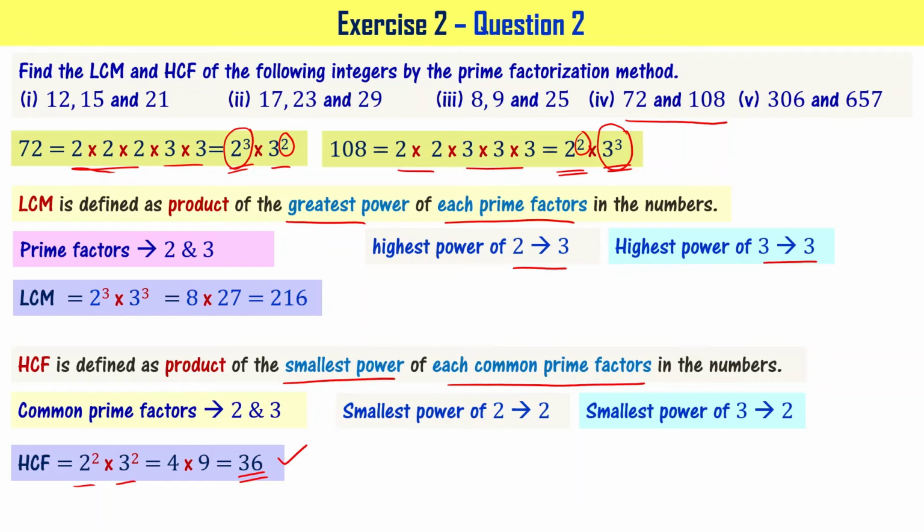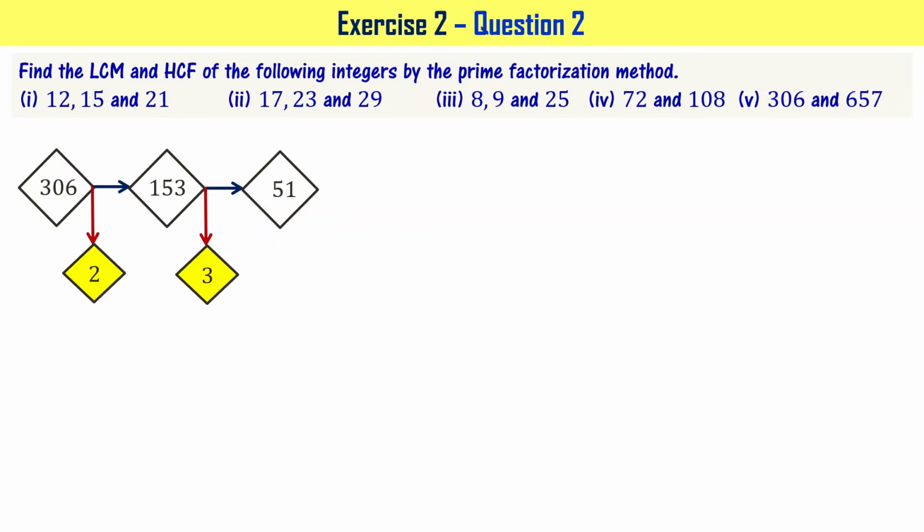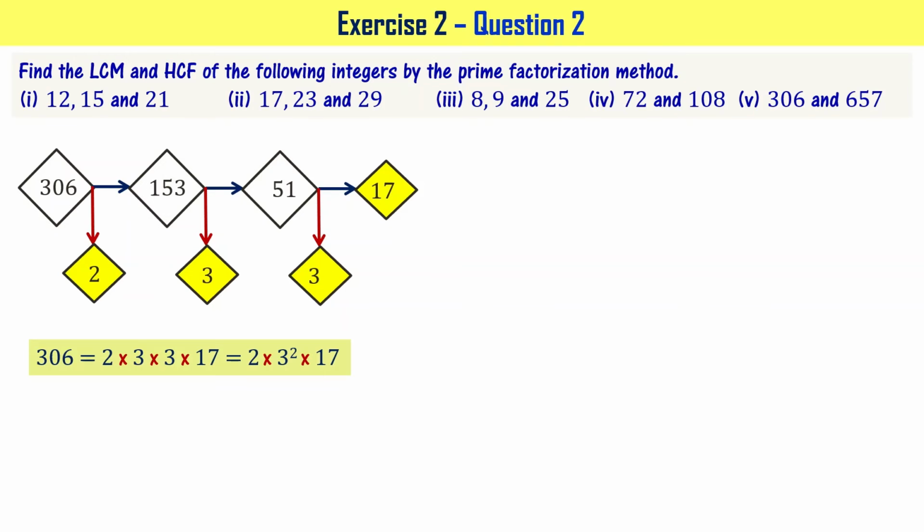Got it? Now let's look at the last part of the problem, that is 306 and 657. 306 can be written as 2 times 153 and 153 can be written as 3 times 51 and 51 can be written as 3 times 17, right? It means 306 can be written as 2 times 3 times 3 times 17. That can be written as 2 times 3 square times 17.